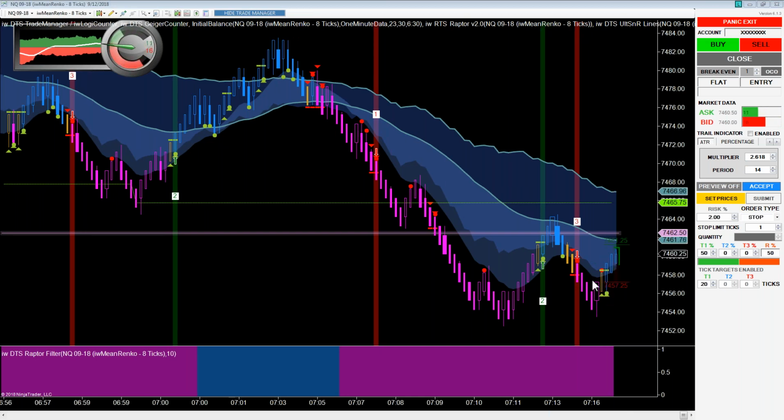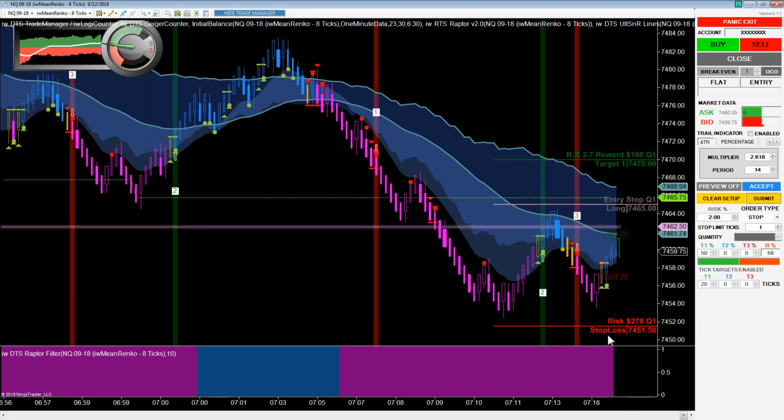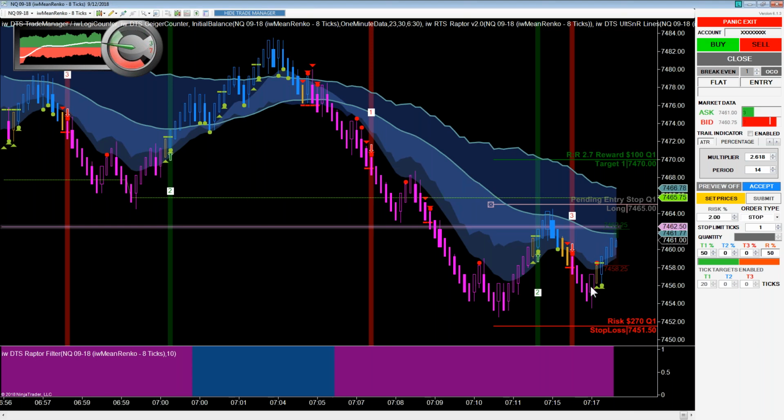All right, there it is. There's the number 2 signal. I may set it up this way. You could do an OCO on it as well. Once again, I'm showing up a little bit late. But I just feel a little bit more confident buying above that high.